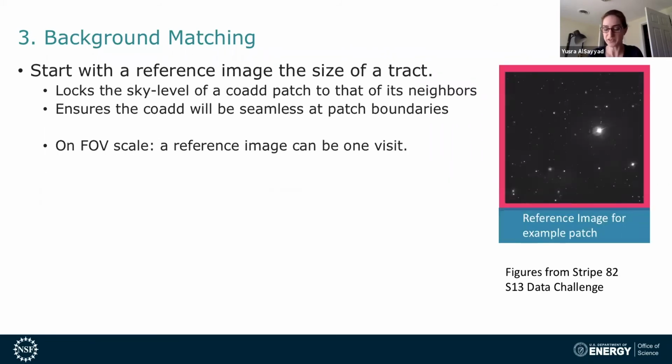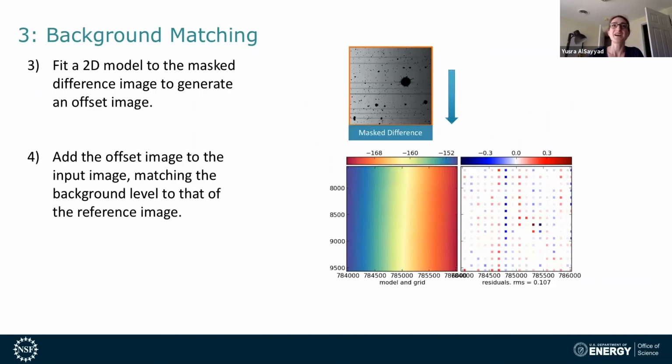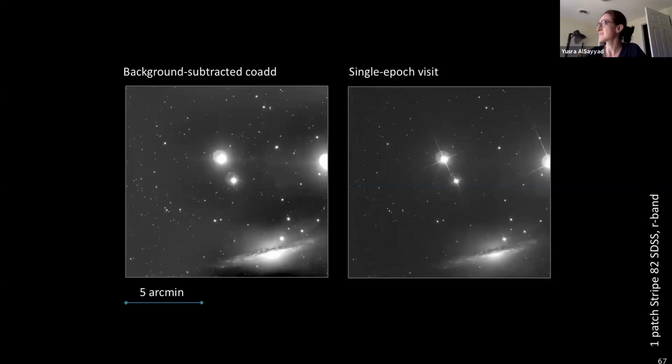So we do not do this currently in HSC, but we implemented this for the 2013 data challenge, where we co-added Stripe 82 data. And in this procedure, we started with a reference image. The point of the reference image is to lock neighboring patches together so that the tract remains one image and has a coherent background. Then for every input image, you find the difference between that input image and the reference, model the difference, masking out detections and bad pixels, and then add that model back to the input images, matching it to that of the reference image before doing your co-addition.